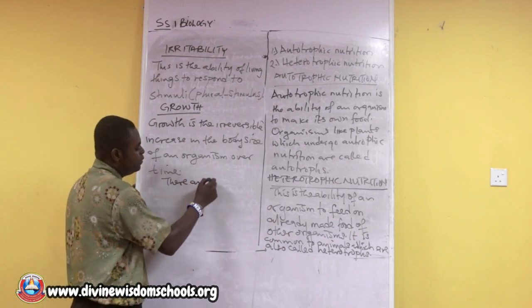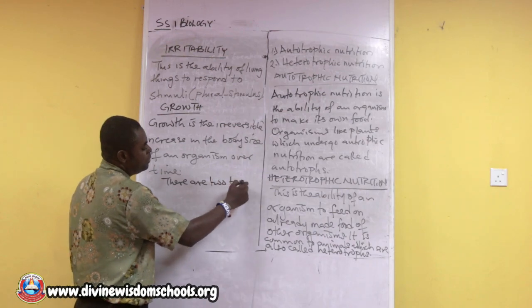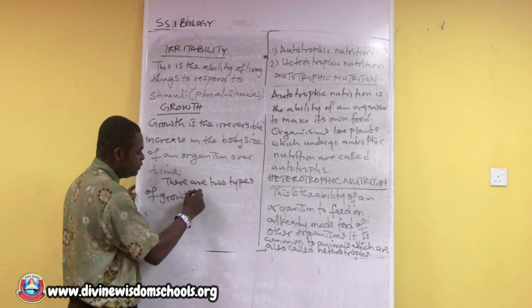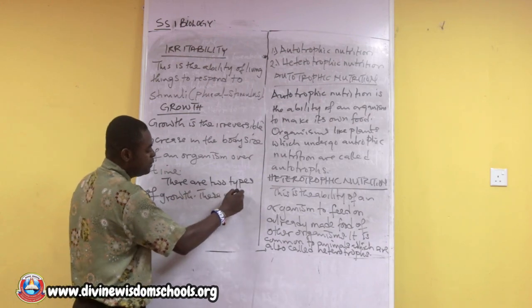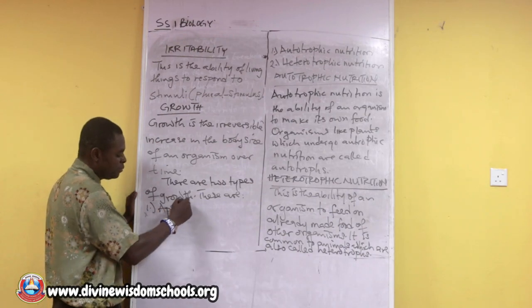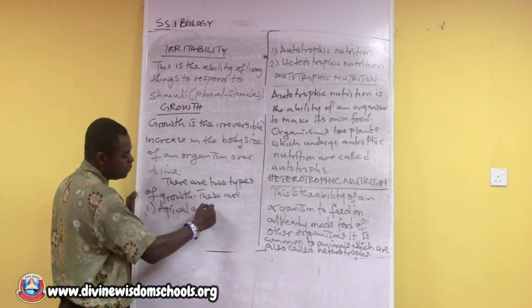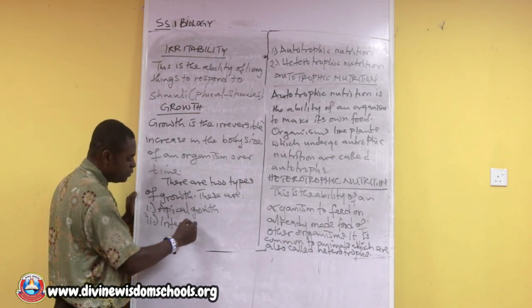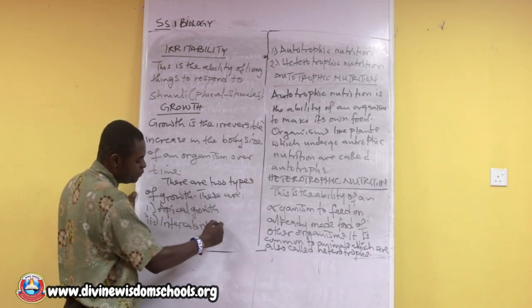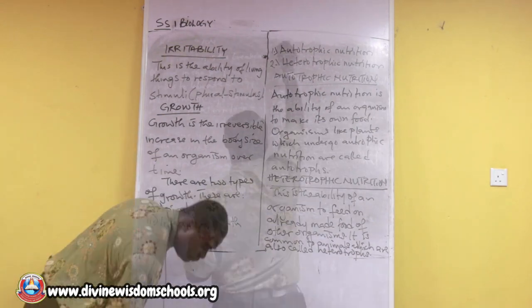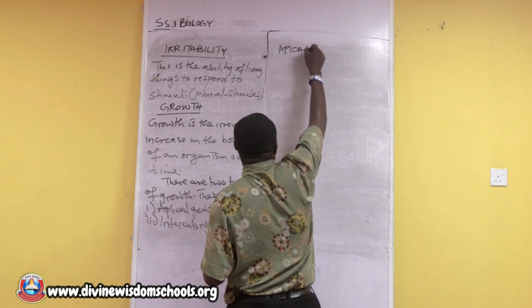There are two types of growth. These are, one, apical growth, and two, intercalary growth. Now, what do we mean by apical growth?